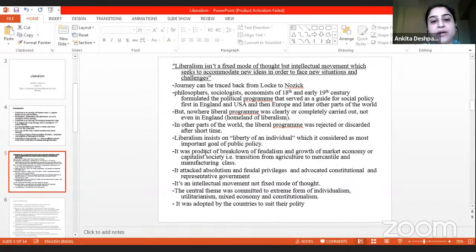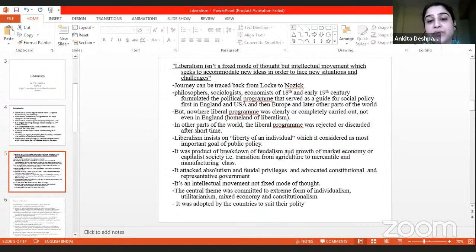Now, it was a product of the breakdown of feudalism and the growth of market economy and capitalist society. So a transition from agriculture to the mercantile and manufacturing class. Like I told you on the last slide, it was basically an ideology against feudalism, the landlords who owned the lands, and the serfs who worked on them.